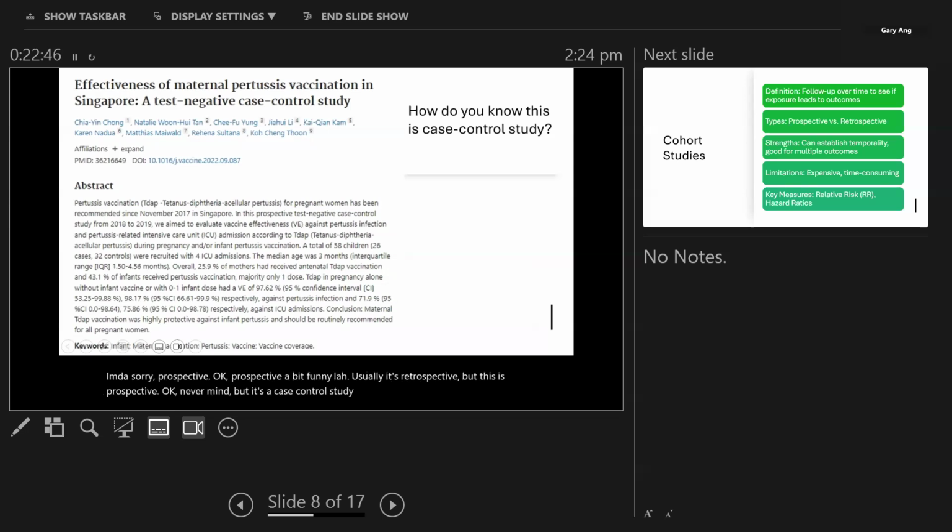Case control study. Prospective test negative. What's this thing? Prospective here means this study is a test negative case control. So they're looking for cases that tested negative versus the controls. Some of the women have pertussis, some don't, right? So they're trying to look at the vaccine effectiveness.